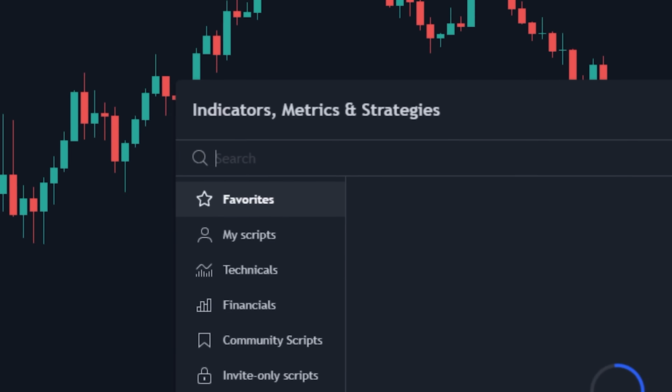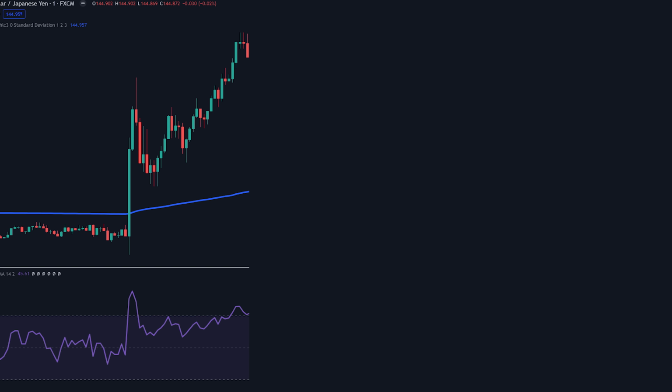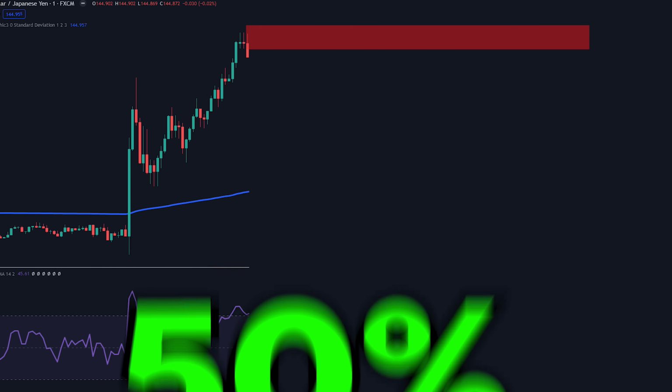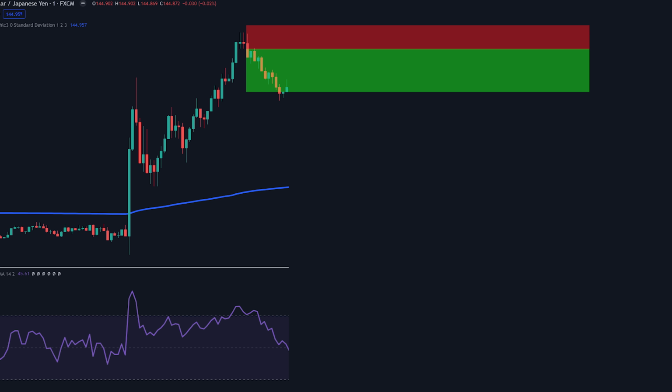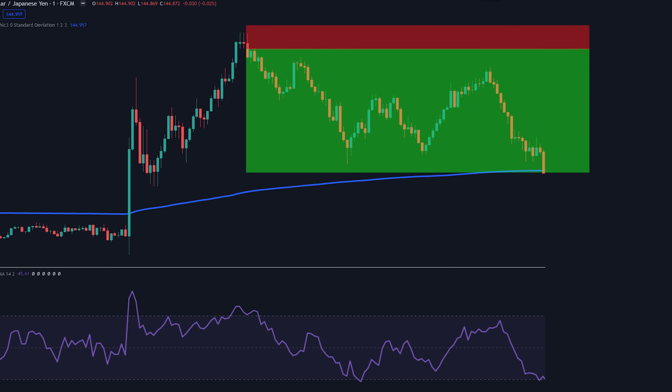Go to your indicators tab and type in VWAP. The VWAP is now on your chart right here. So what I like to do is take partial profits, say 50% of my trade, when the price comes back to the midline of the RSI. So right here, I would have taken partial profits because the RSI returned to the midline. Then I would take the rest of my profits when price returns to the VWAP. But this isn't actually my favorite way to use it.